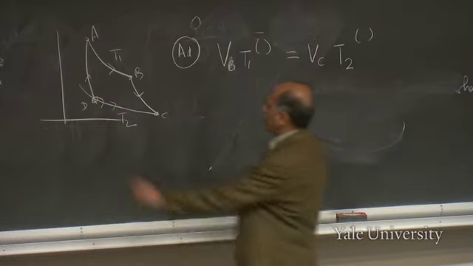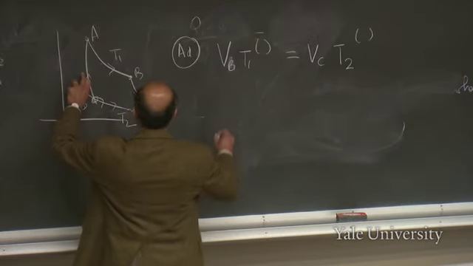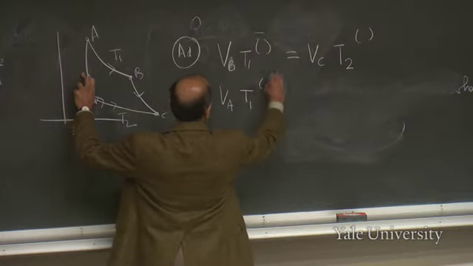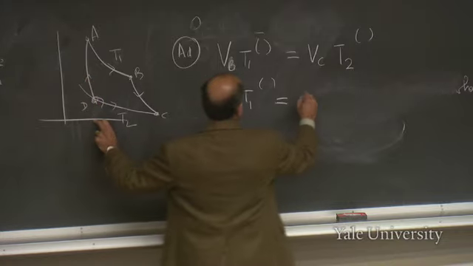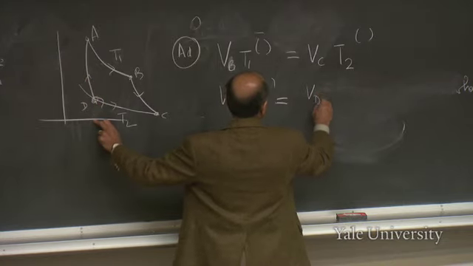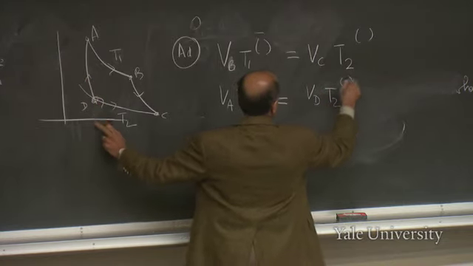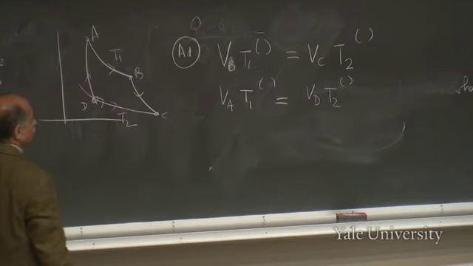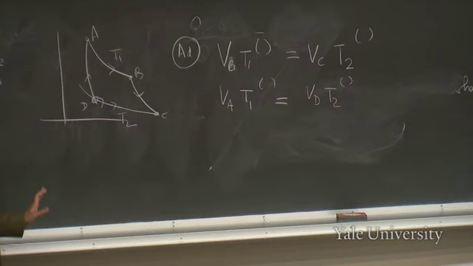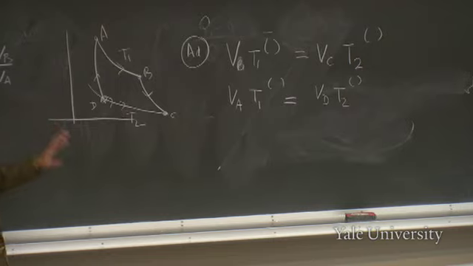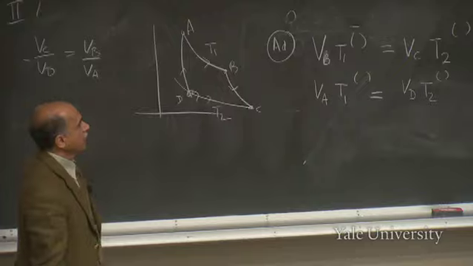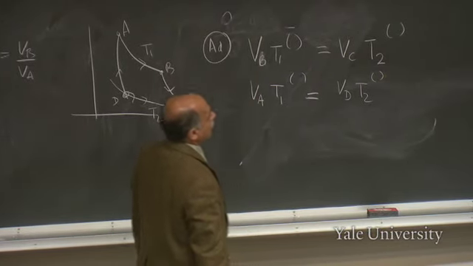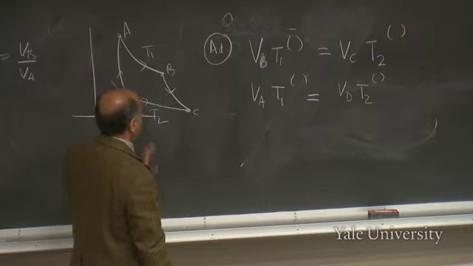Likewise, A and D are connected by an adiabatic process. So you can be sure that VA, T1 raised to some power is the same as VD, T2 raised to some power. We don't care what the power is. It's probably CV over R or R over CV. I'm not interested in that. In fact, if you go back to this top right-hand corner, you can see it is volume times T to the power CV over R, but it's not important.